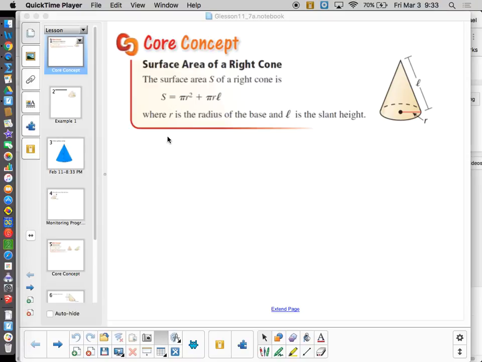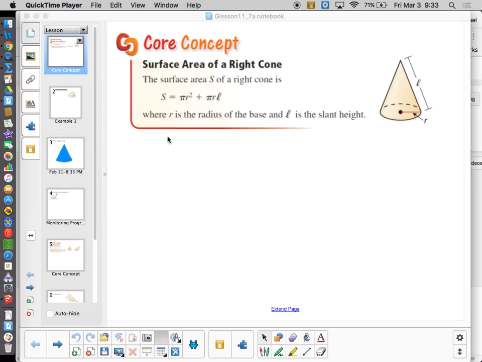All right, we're getting really close to the end. Here we're at Chapter 11, Section 7. Chapter 11, Section 7 deals with cones, and then we're going to do a little bit of work with spheres, and we are pretty much done with our material for geometry, which is just fantastic. So let's talk a little bit about cones today.